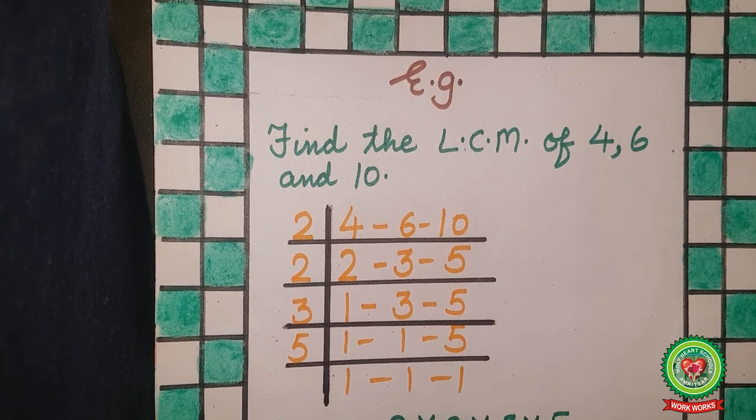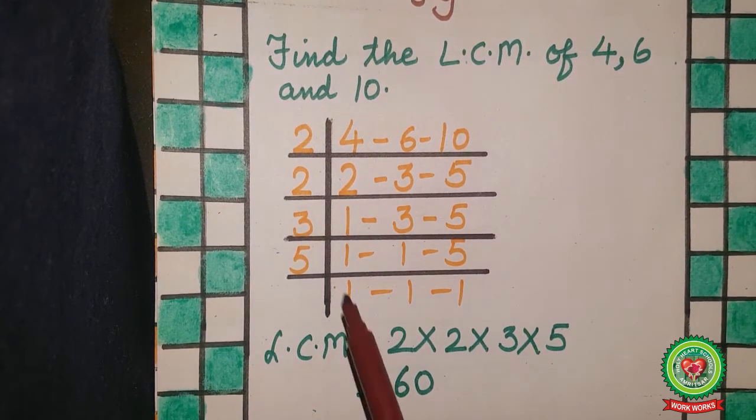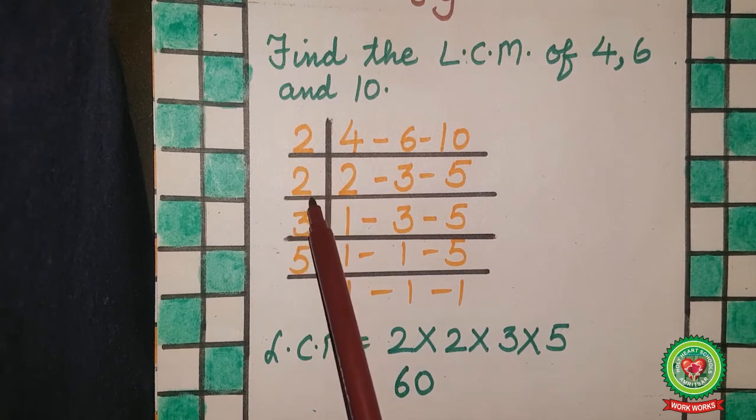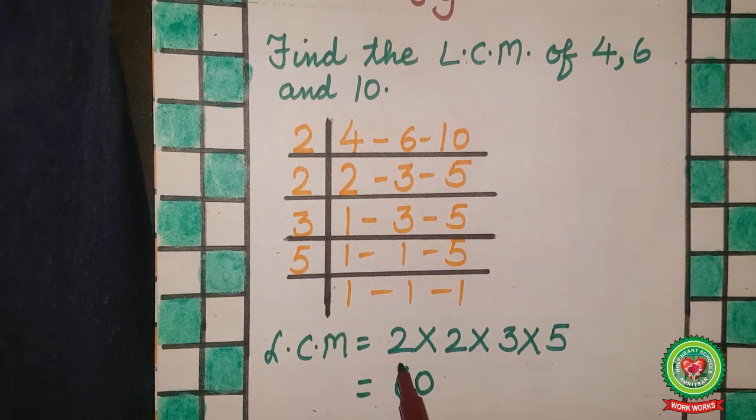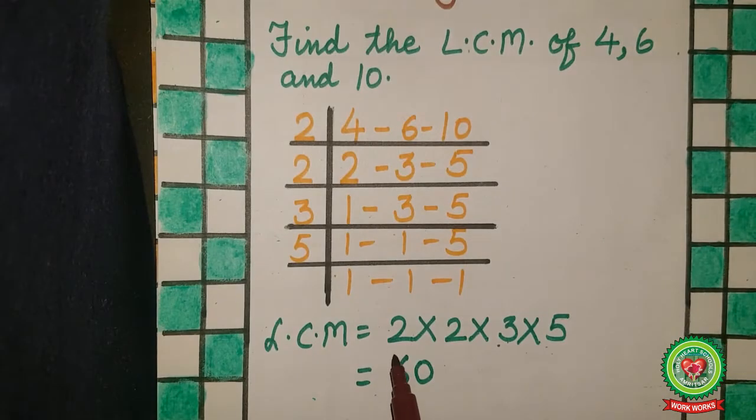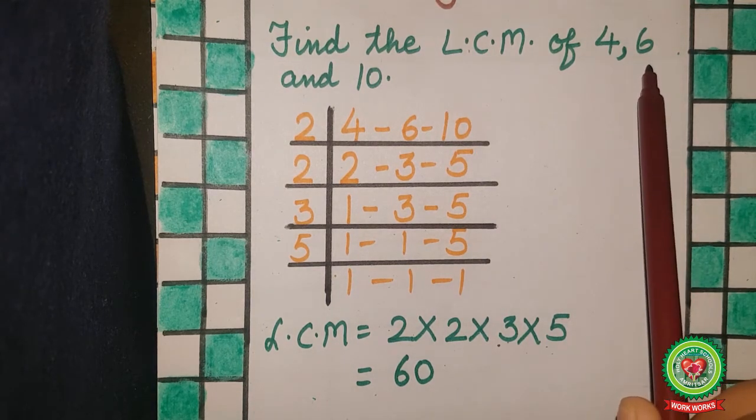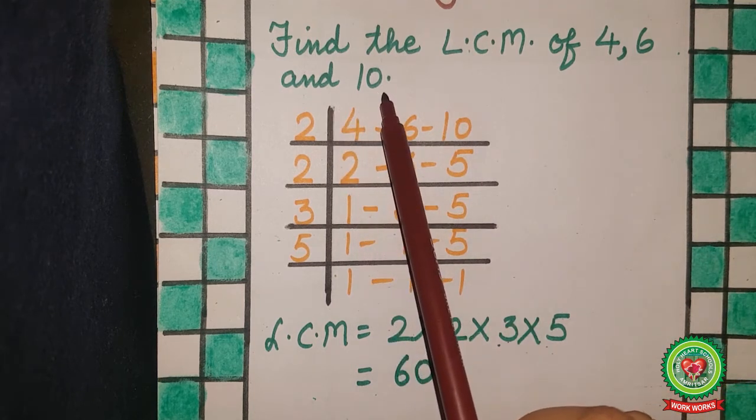Now students, that means LCM is equal to 2 multiply by 2 multiply by 3 multiply by 5. Now do multiply. 2 2s are 4. 4 3s are 12. 12 5s are 60. That means 60 is the LCM of 4, 6 and 10.